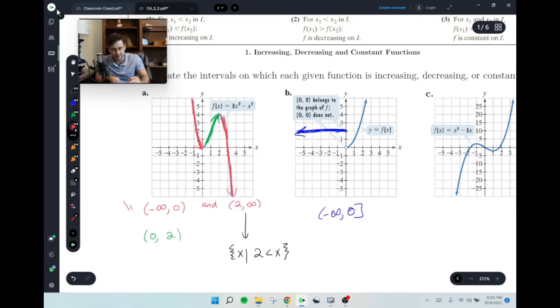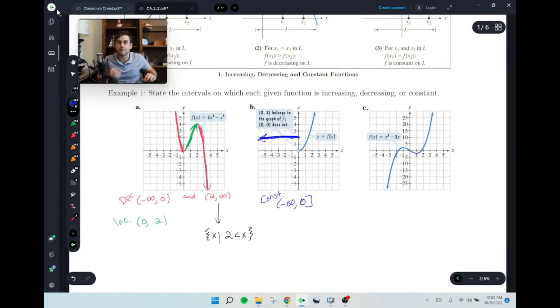Okay, so I'll label these 3. This is increasing. I lied. Red is decreasing. Green is increasing. Blue is constant. All right, not too crazy. Hopefully you can work through those and see how to write them in interval, write them in set, and look at a function to know what's going on there.